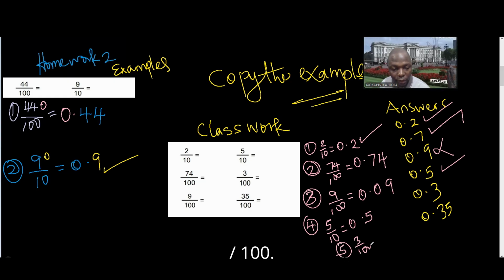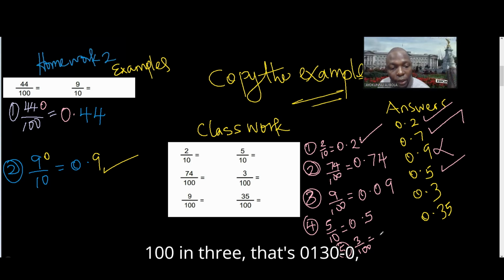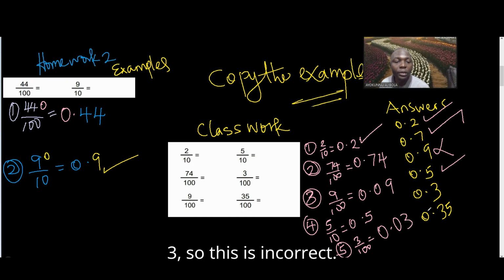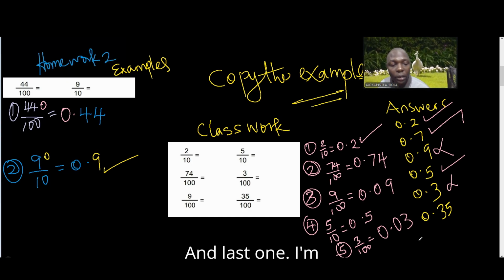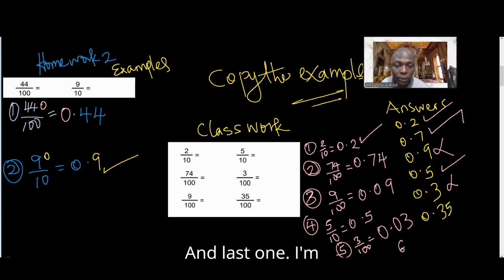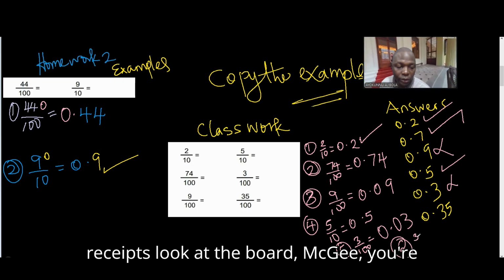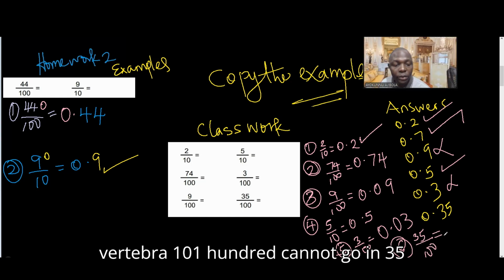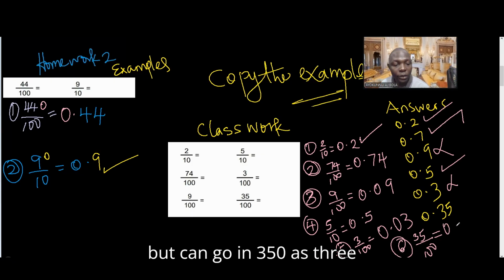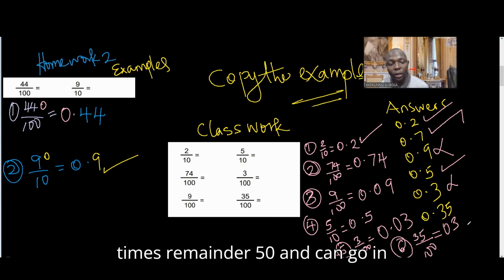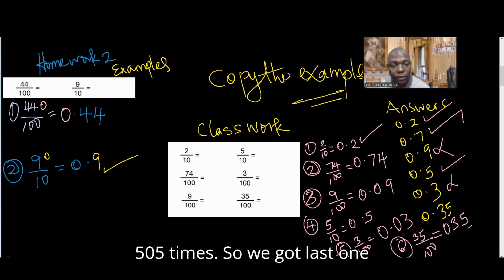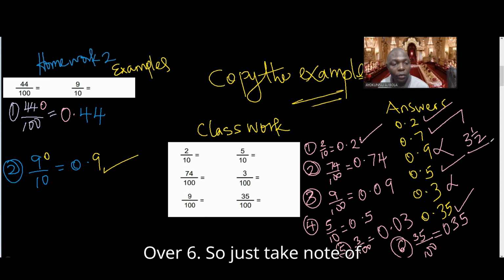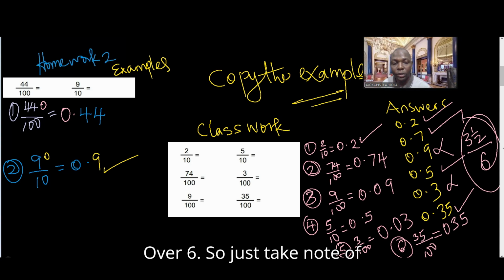Number 5 says what? 3 divided by 100. 100 in 3, that's 0. 100 in 30, that's 0. But 100 in 300 is 3. So this is incorrect. And the last one, number 6. Look at the board, Miggy. You're not looking at the board. So 35 divided by 100. 100 cannot go in 35, but can go in 350. That's 3 times, remainder 50. And can go in 500 5 times. So you got the last one. So 1, 2, 3 and a half over 6. So just take note of that.